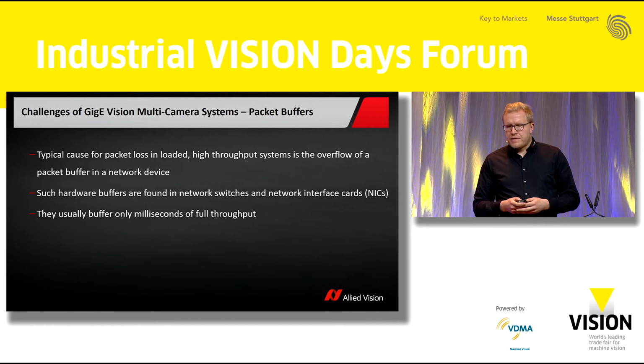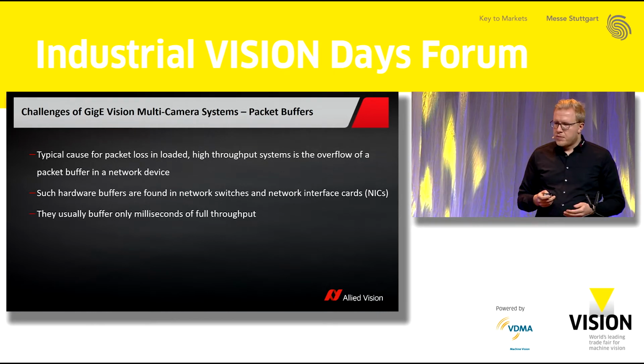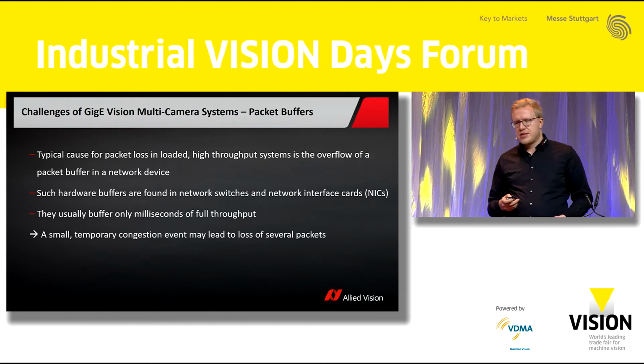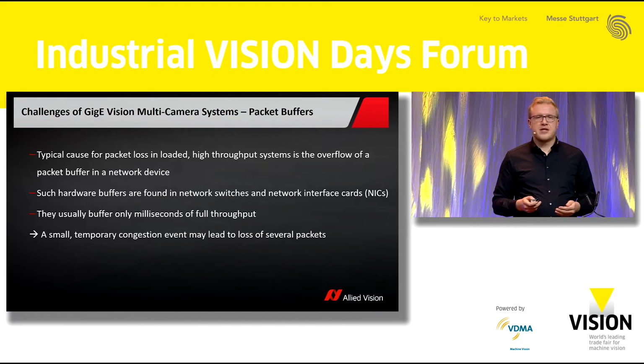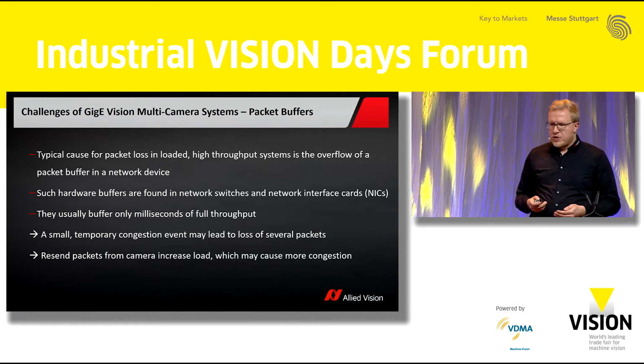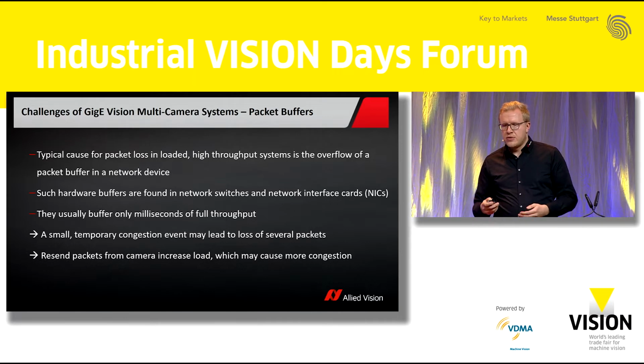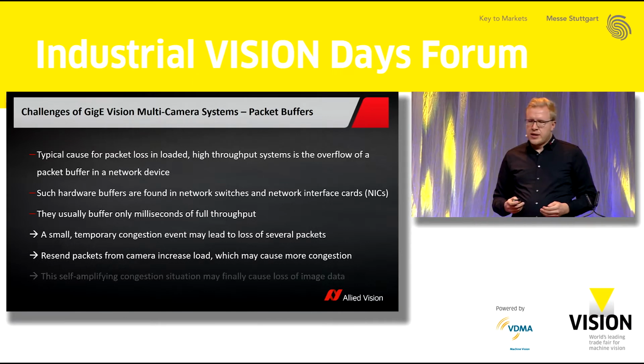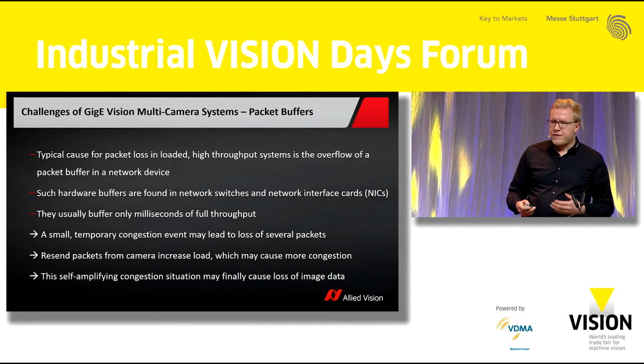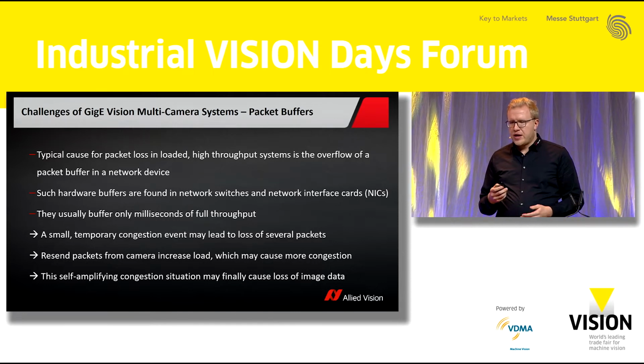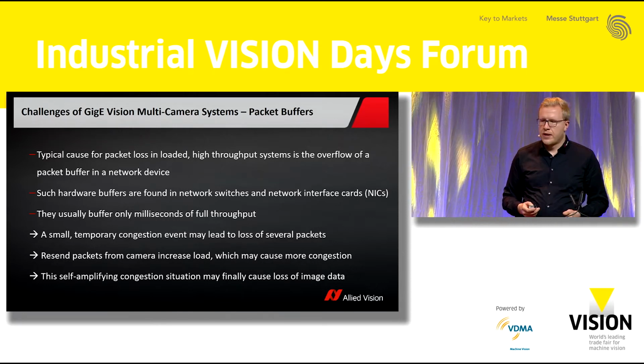And they usually buffer only milliseconds of throughput, which means that even a small temporary congestion event may lead to a loss of several packets. And resent packets from the camera increase the load, which may cause even more congestion. So this kind of self-amplifying congestion situation may finally cause a loss of image data.